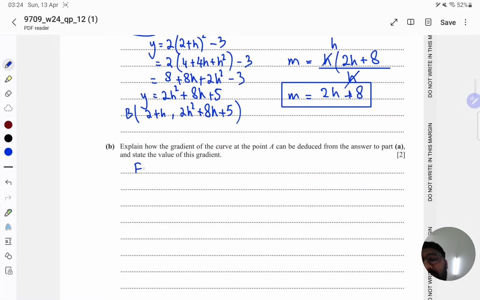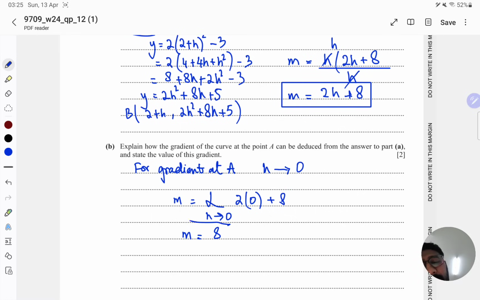So for the gradient at A, the h value is supposed to approach 0. So we will apply the limit of h as 0, and we will substitute the value of h as 0 in the gradient formula that we just found above, and the gradient that we will be able to figure out will be 8.